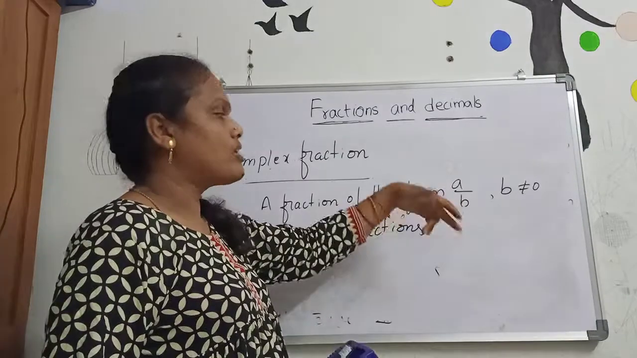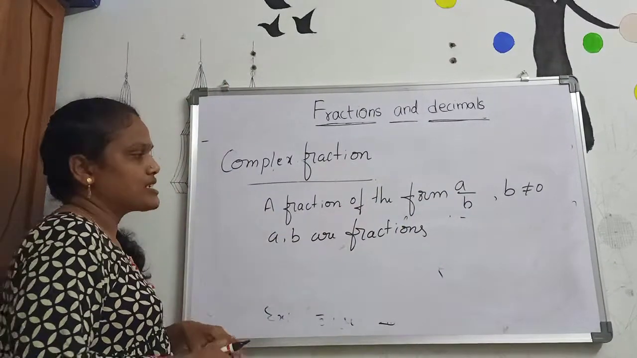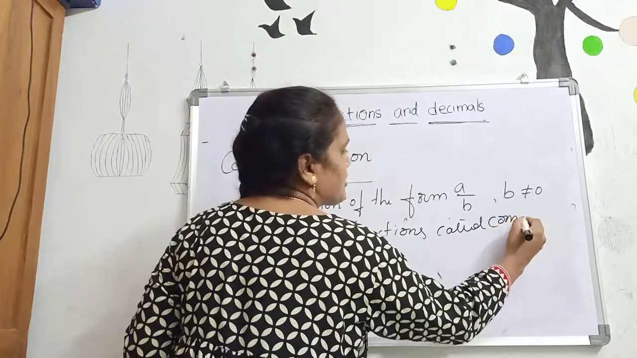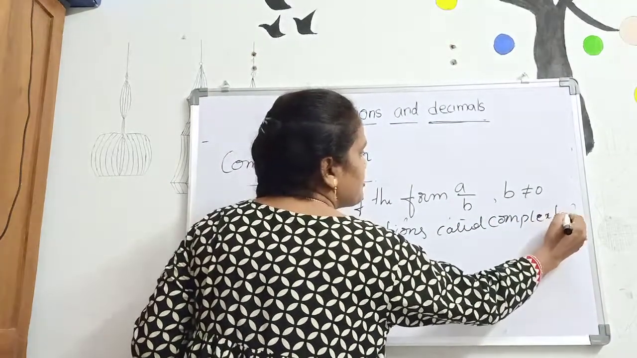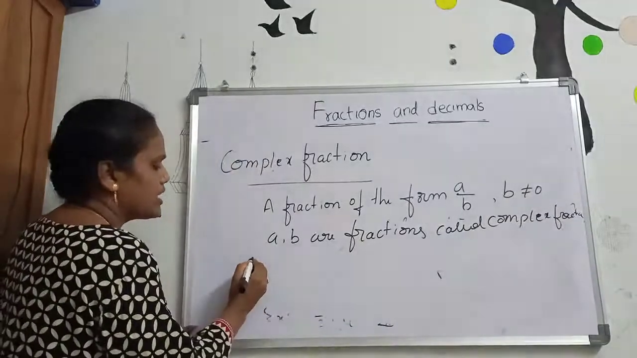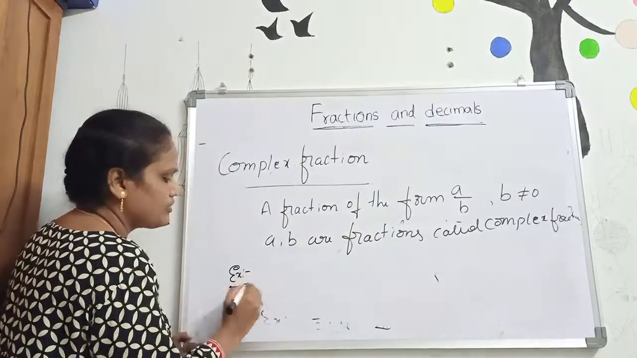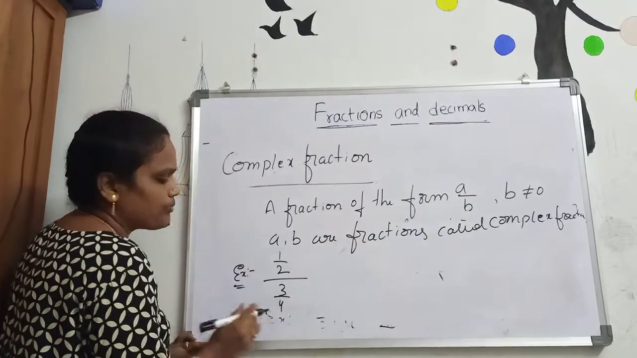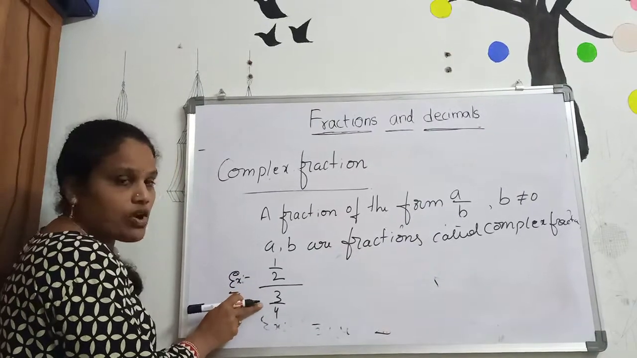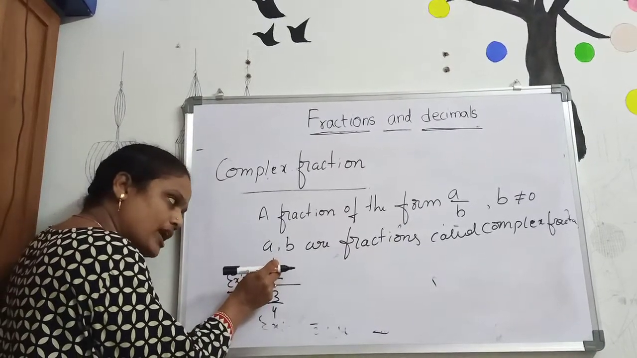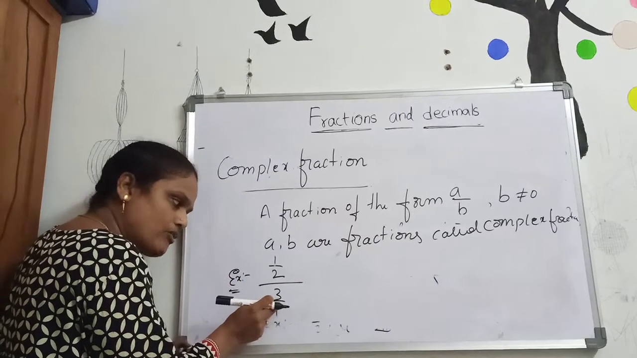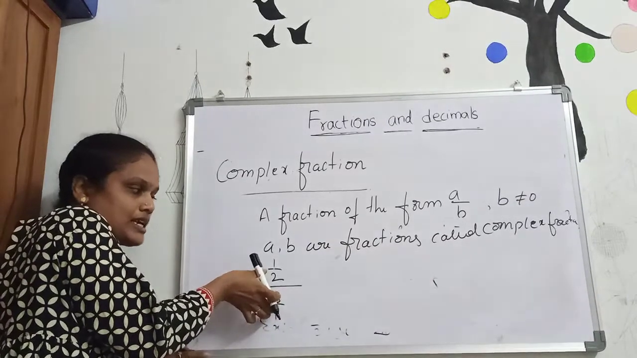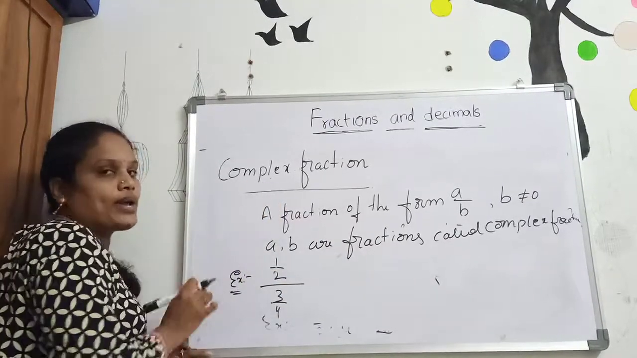If a and b are also fractions, this type of fraction is called a complex fraction. What is it? See, for example, a is also one fraction, 3 by 4. In the place of a there is one fraction, and in the place of b one more fraction is there. This type of representation is called a complex fraction.